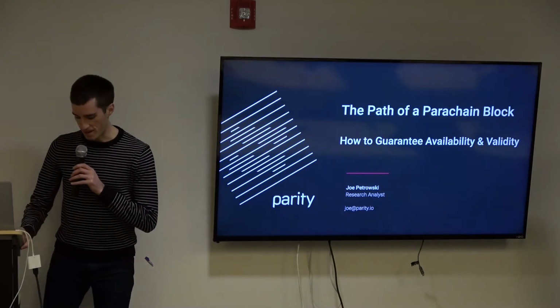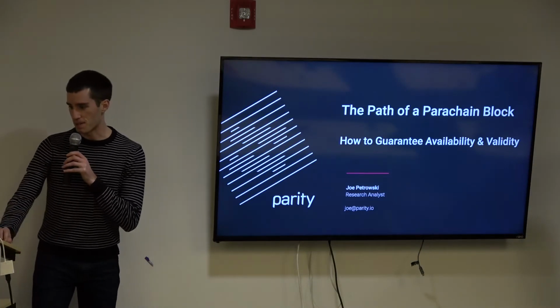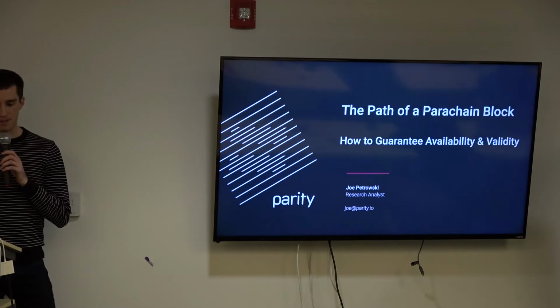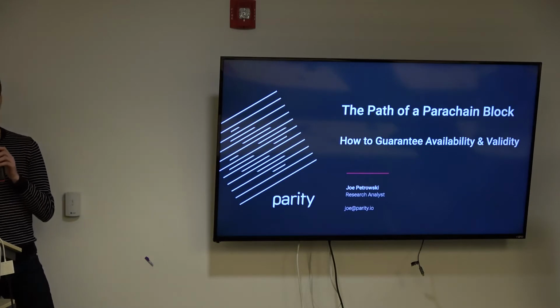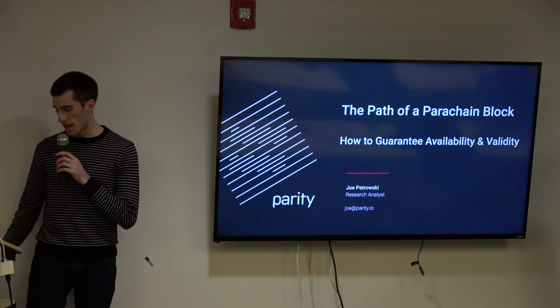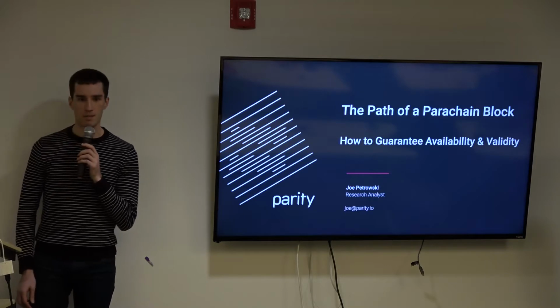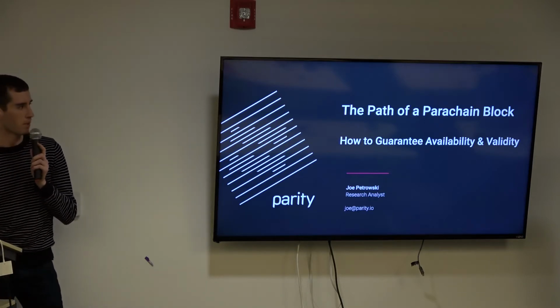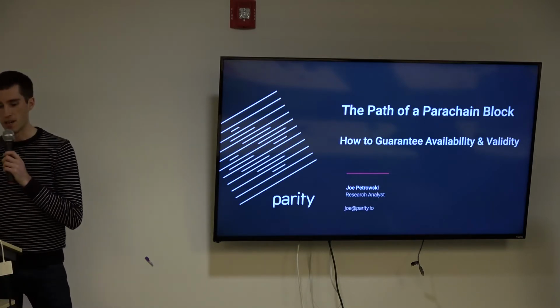I'm going to talk about how one of the blocks from a single parachain makes it all the way to finalization, and it goes through a lot of checks. A lot of sharded systems do this. Jack mentioned that Polkadot is a sharded system.